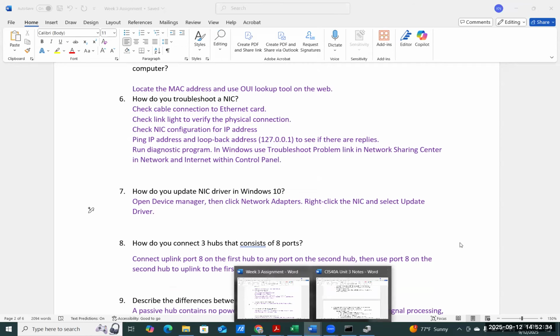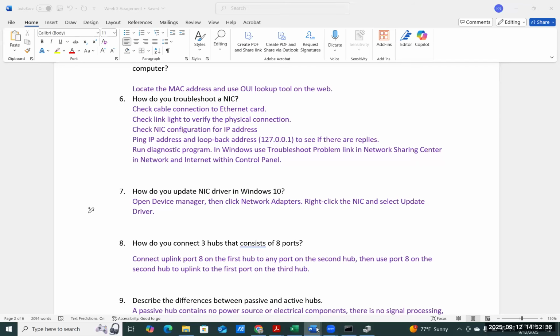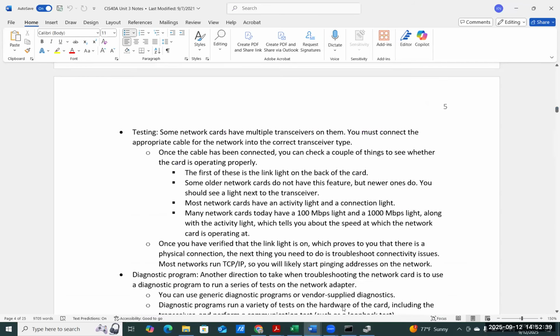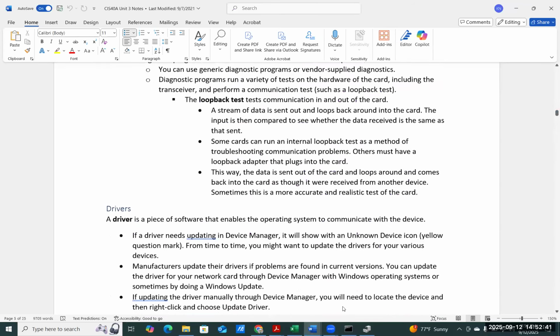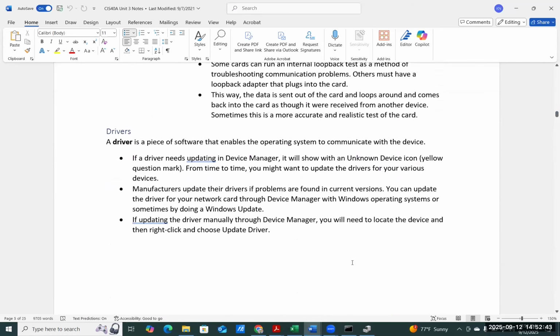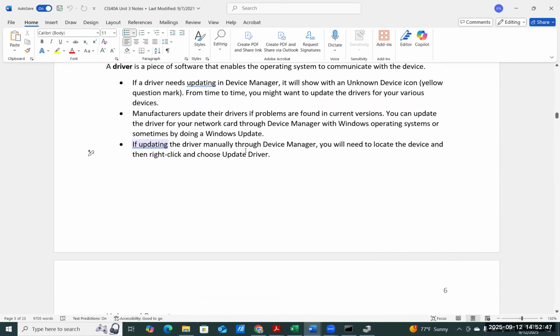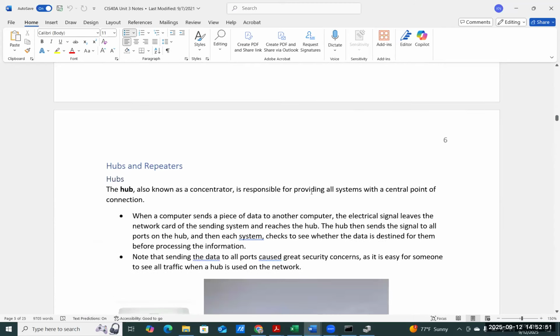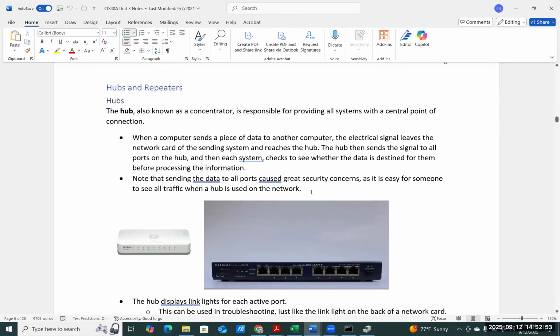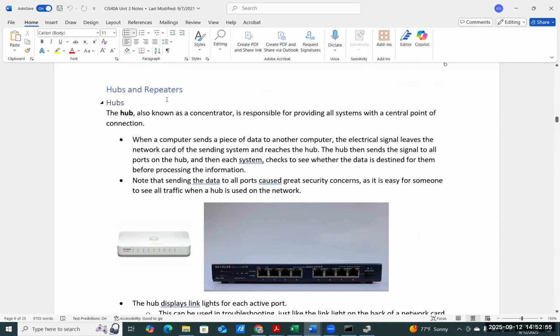Okay, before we answer number 8, let's go back to the notes. So driver information, you can find it on page 5 of your notes, and it talks about how you're updating the driver there, right? Device manager. And then now we're going to go to the hub and repeater. And I showed you one of the diagrams that used a hub, right? And compare that to a switch. What is it going to look like?